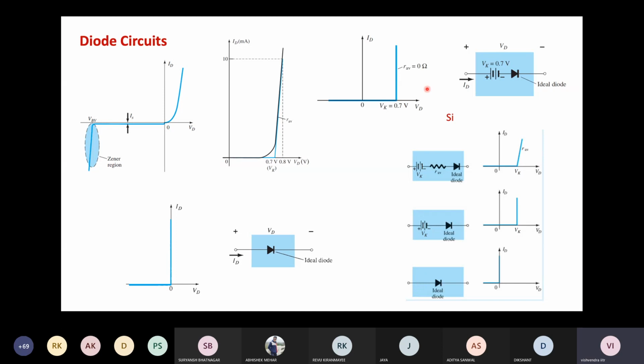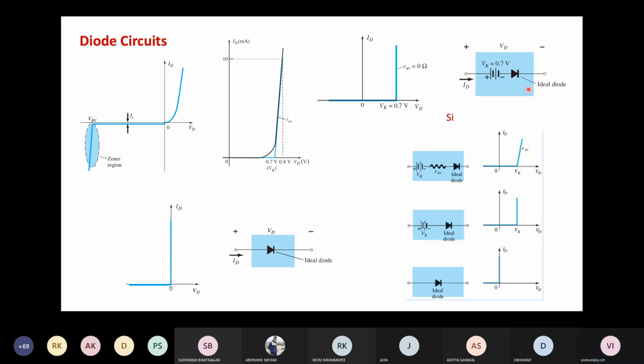So finally, what we can say is that in circuits the diode can be modeled by any one of these three characteristics. This is the most realistic one. This is slightly ideal, more frequently used, and this is the ideal model of the diode, which is used whenever the cut-in voltage is not specified. For qualitative analysis, generally the ideal model is used.